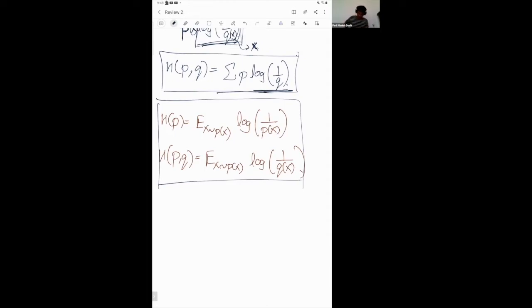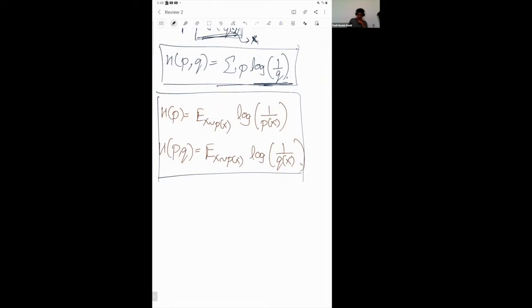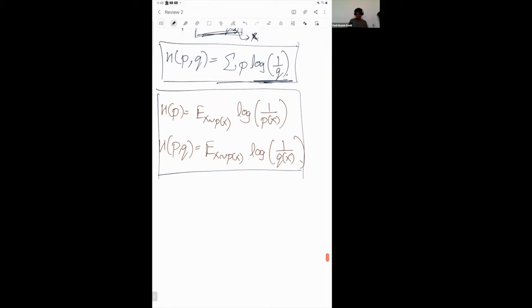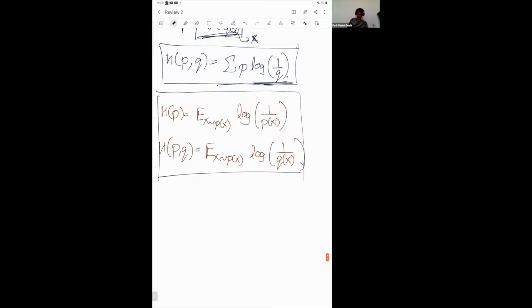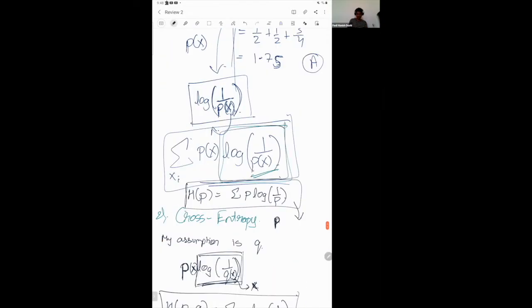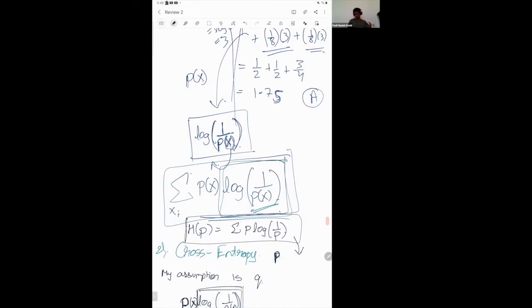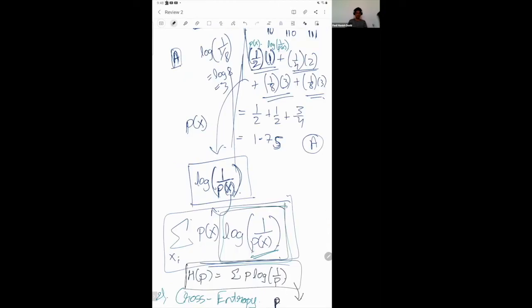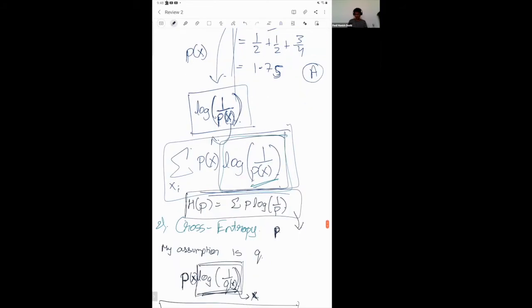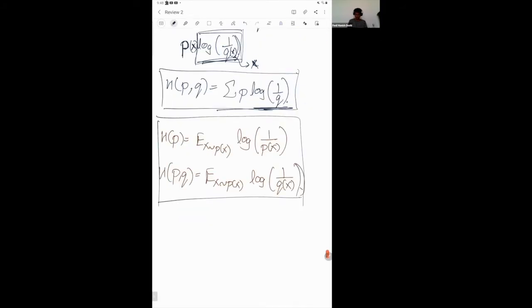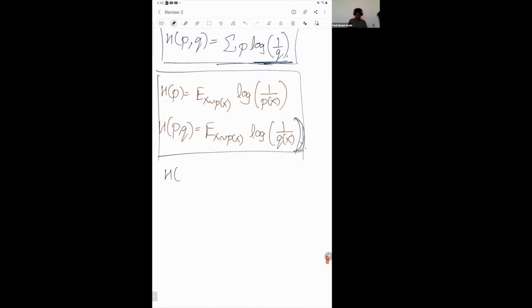So now, one thing you should notice is that this log of 1 by p of x is the most optimal encoding that you can get of your system. Any other distribution that you use, log of 1 over q of x, will always give you more. So basically h of p, q is always going to be greater than h of p.